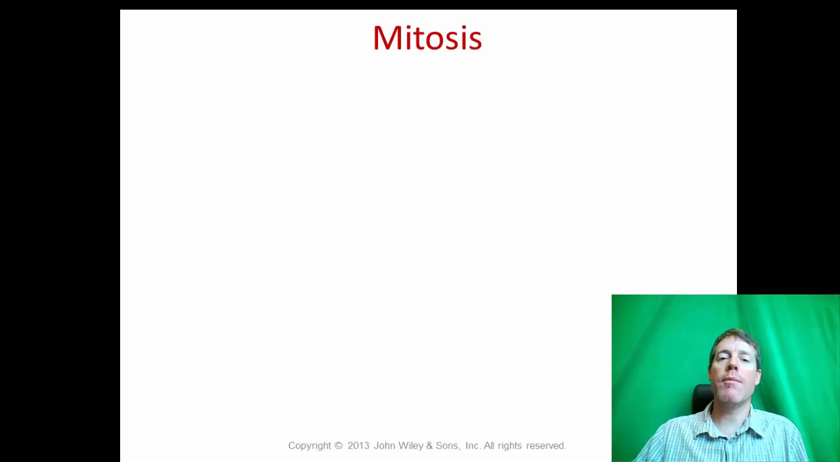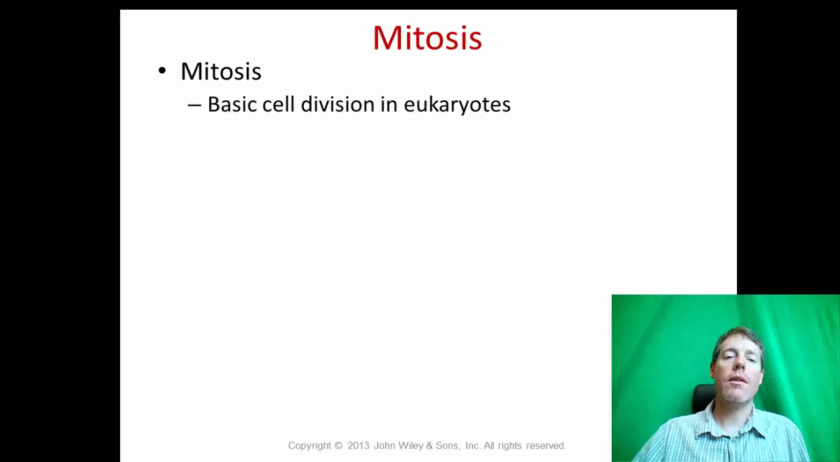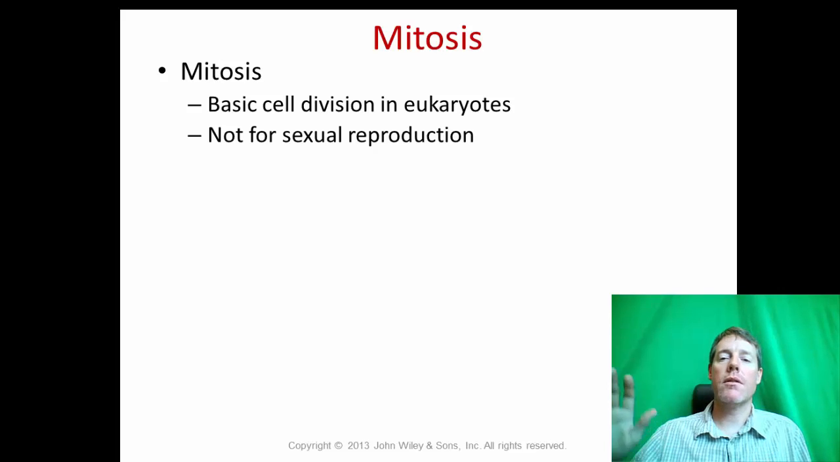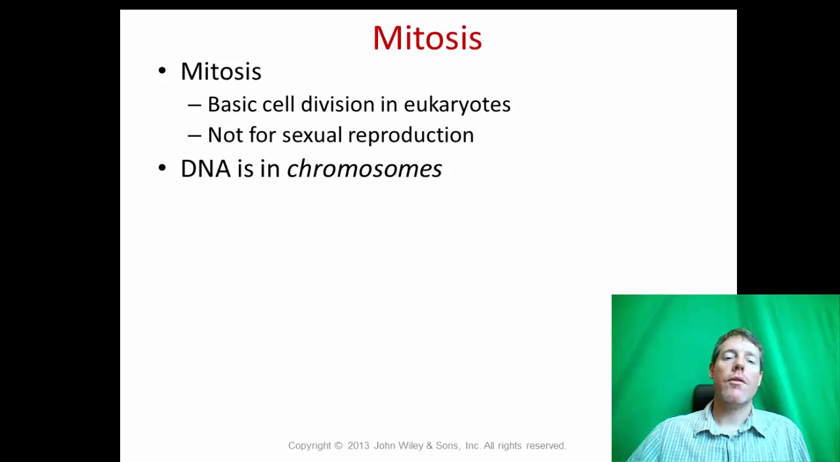Their DNA is copied exactly, except when there are little errors made, which does happen occasionally. This is the basic cell division in all eukaryotes. It's not used for sexual reproduction. That's meiosis, which we'll get to in a minute. Remember that the DNA in a normal eukaryotic cell is in a chromosome, which is DNA plus proteins bound together.